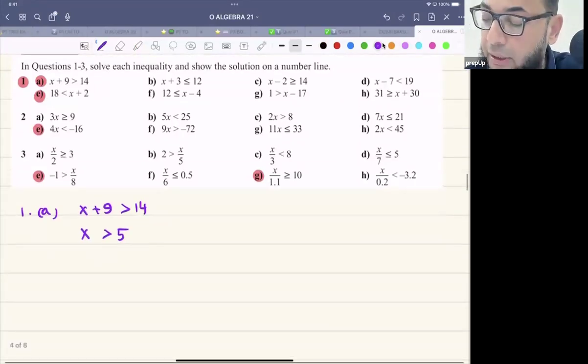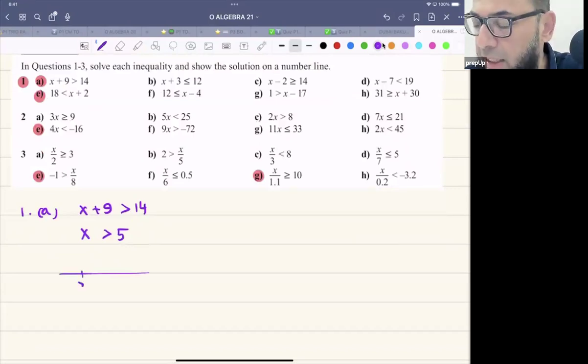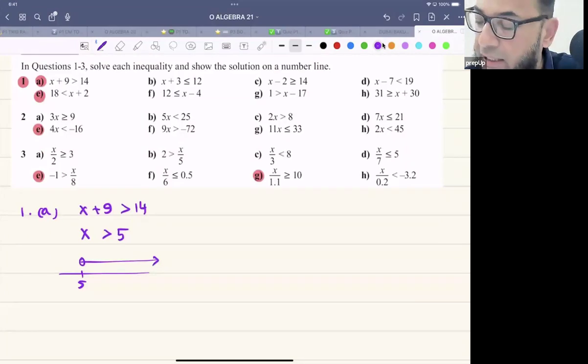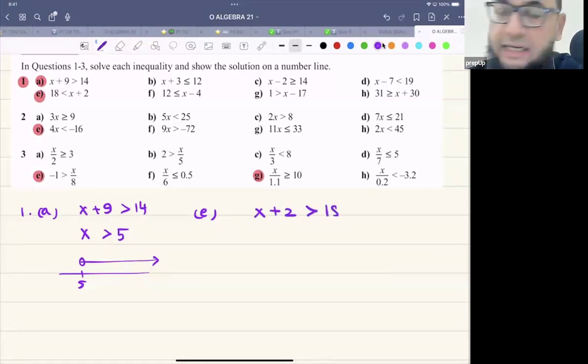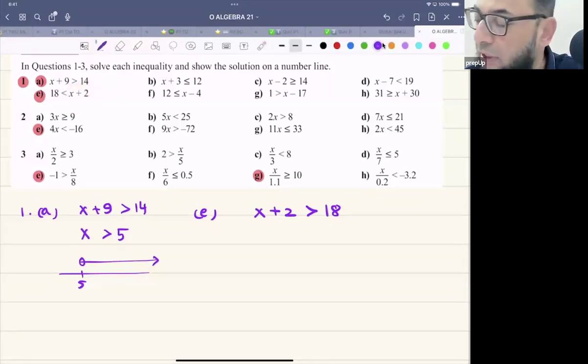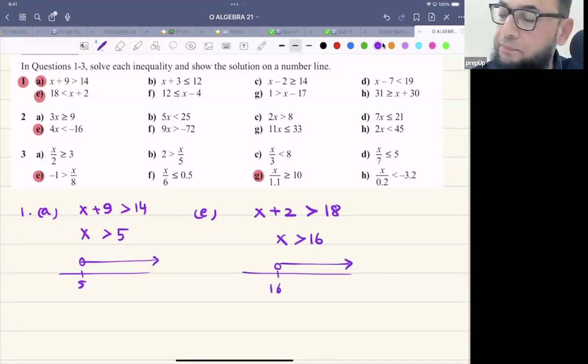The next question, our number line, very simple. Let's mark 5 over here, empty circle, go to the right. 1 part E. That is 18 is lesser than x plus 2. I can write this as x plus 2 is greater than 18. Isn't this a nicer way of writing it from the perspective of the variable? So x plus 2 is greater than 18, therefore x is greater than 16. Again, a number line. This is 16, empty circle, going to the right.